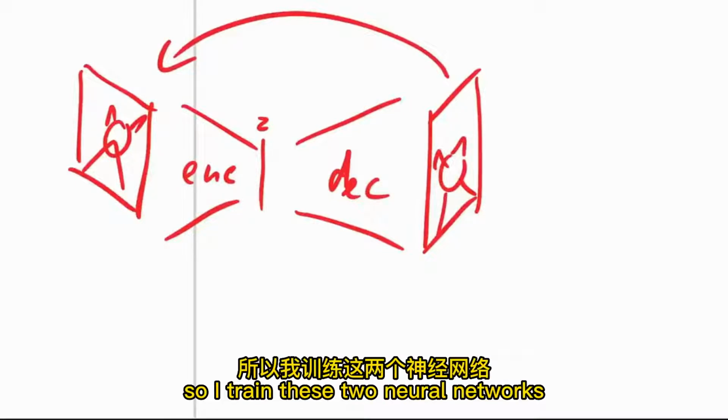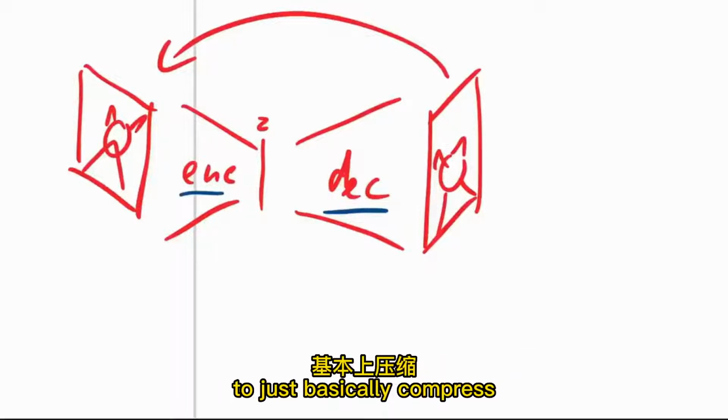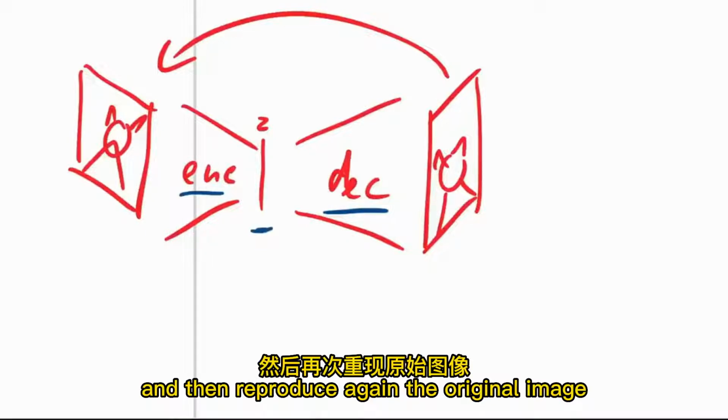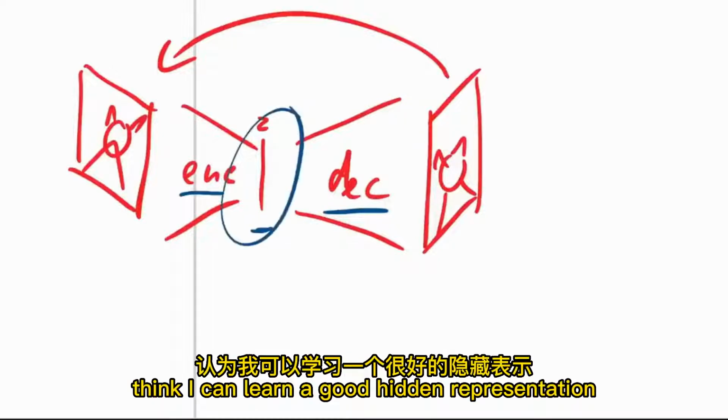So I train these two neural networks, the encoder and the decoder, to basically compress to this representation and then reproduce again the original image. And thereby I think I can learn a good hidden representation.